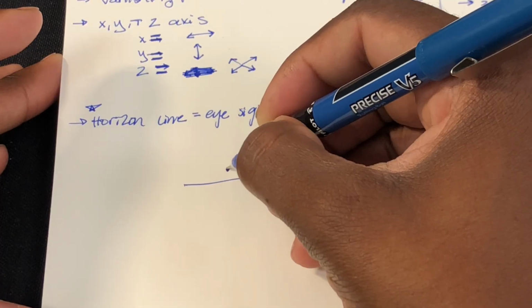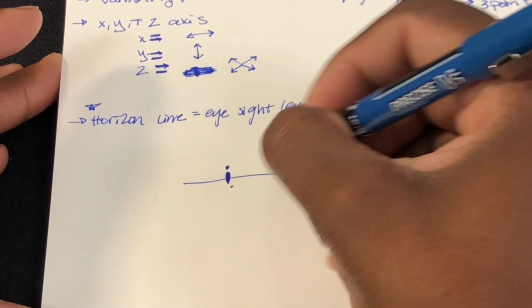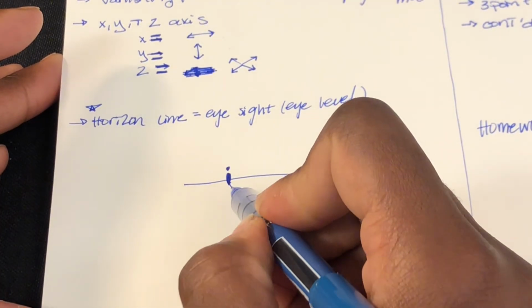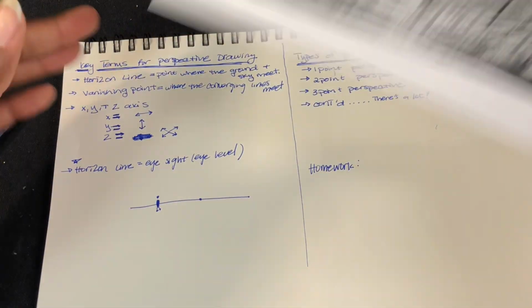So if this is me as a human, this is how I'm seeing everything, essentially. Draw my legs. So this is how I'm seeing everything. So I'm going to show this.